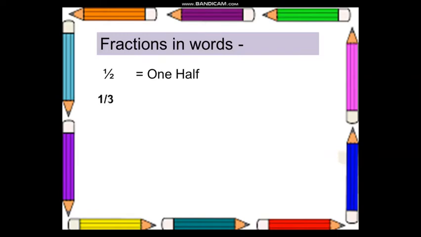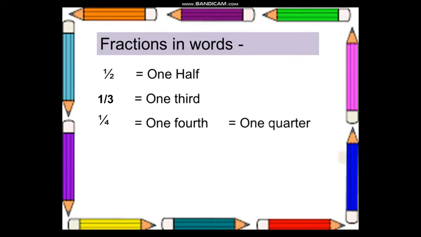Now this is 1/3, so we will be reading it as 1 third. This is 4 equal parts of a whole and it is read as 1 fourth, and the other name for this is 1 quarter. Children, if you look at 1/3 and 1/4, you will see the upper part of the fraction, like 1, is written as the number name, but the lower part is written as an ordinal number. You remember ordinal numbers: first, second, third.